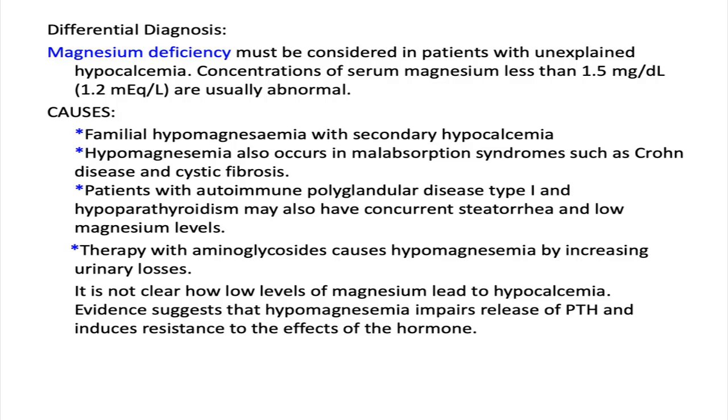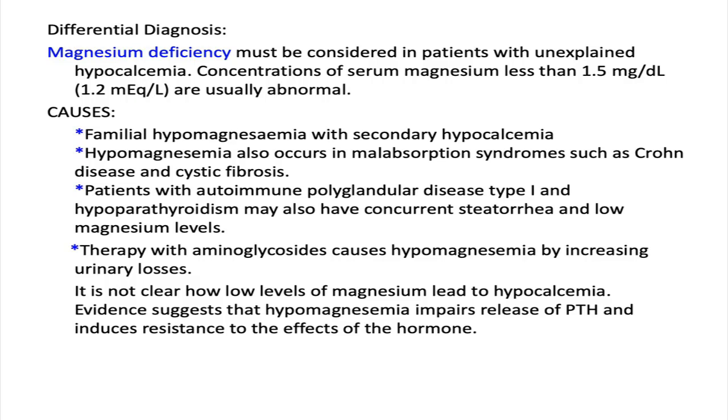Regarding the differential diagnosis, magnesium deficiency must be considered in a patient with unexplained hypocalcemia, especially when they are not responding to the IV calcium infusion. Concentrations of serum magnesium less than 1.5 mg per deciliter are usually abnormal. Causes: either familial hypomagnesemia with secondary hypocalcemia, or hypomagnesemia may occur in malabsorption syndromes such as Crohn's disease or cystic fibrosis. Patients with autoimmune polyglandular disease type 1 and hypoparathyroidism may also have concurrent steatorrhea and low magnesium levels.